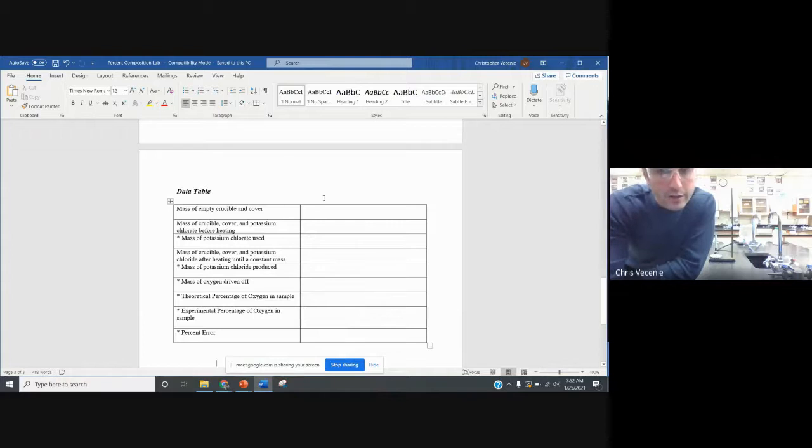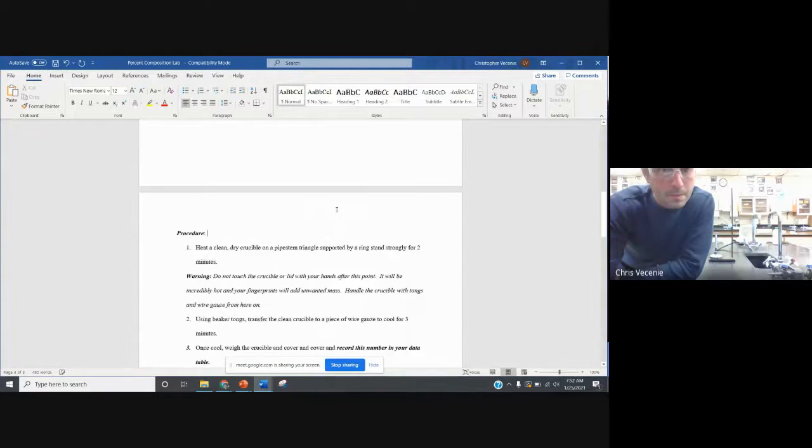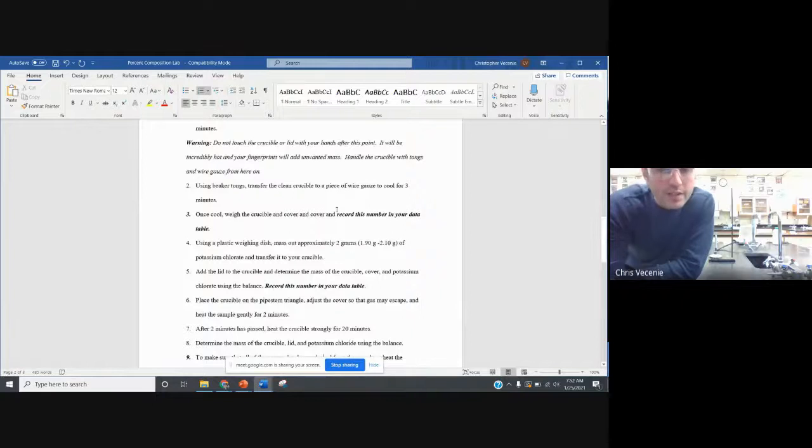All right, so if I go over here, you can type that so that we have it. So then we go back up to our procedure. We are now into step four, because using a plastic weighing dish, mass out approximately 2 grams. Anything between 1.90 and 2.10 would be just fine. Right?